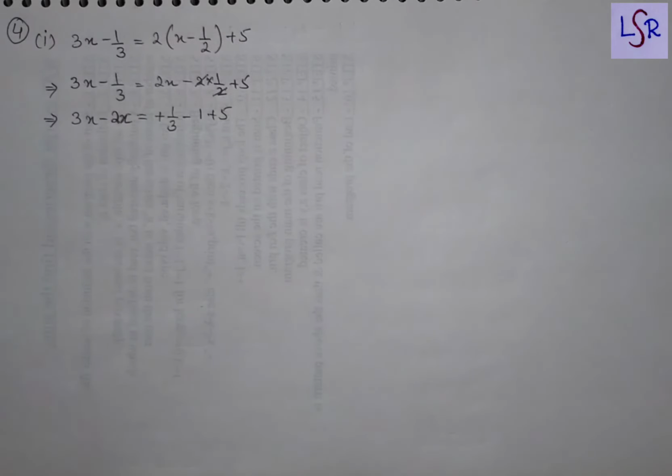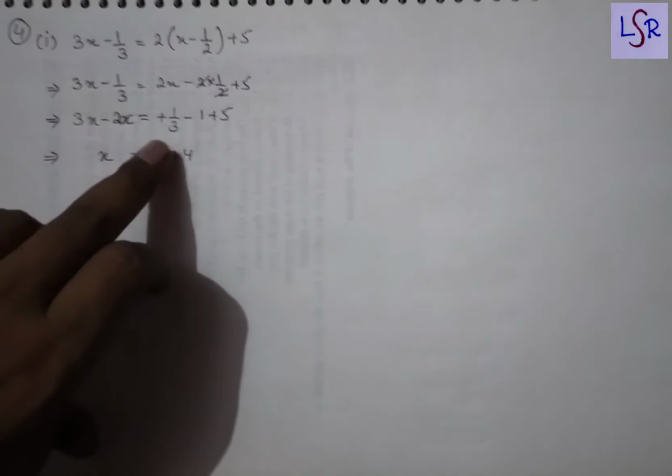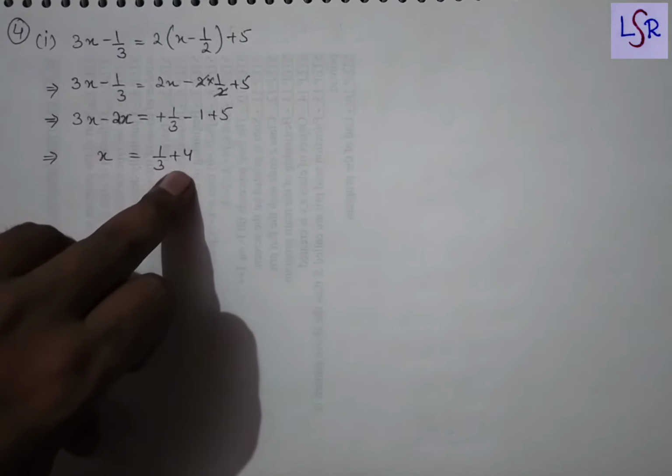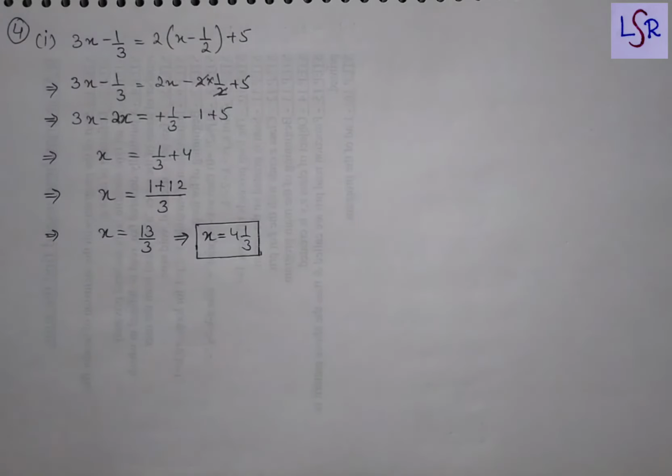Now 3x minus 2x will be x, and 1 upon 3, this 5 and minus 1, we have got 4, and now we are going to just add these two, and finally we get the value of x as 4 whole 1 by 3.